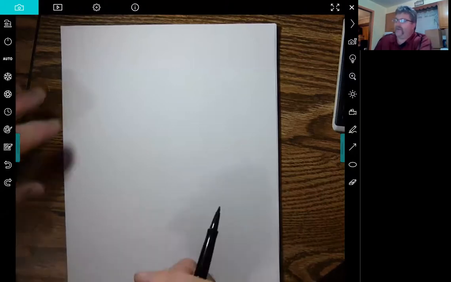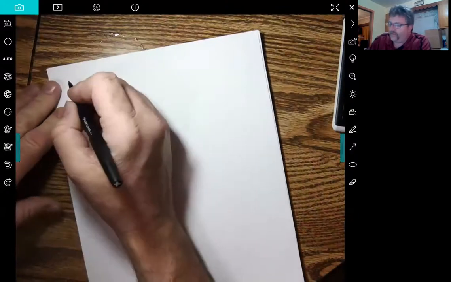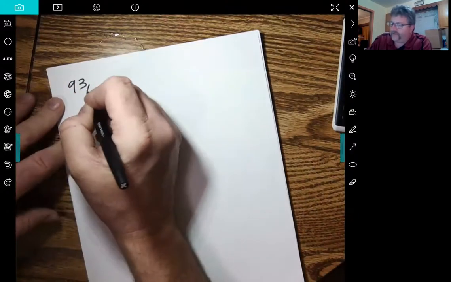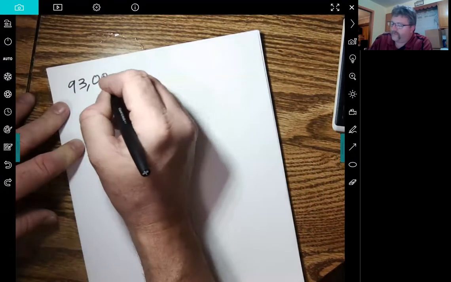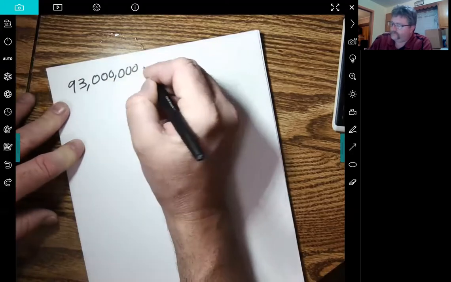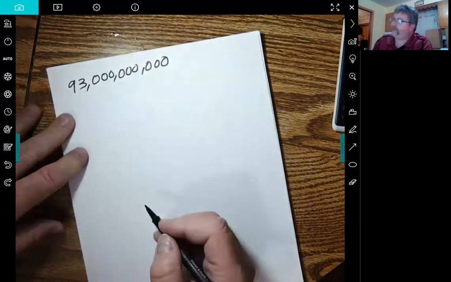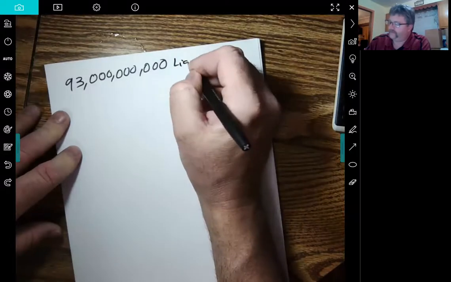So let's talk about a really big number. If I wanted to calculate the distance across the entire universe, what we call the observable universe, how many miles across is it? That's got to be a big number, right? So we need to know a little bit of info about it. One thing I looked up is that the distance across the observable universe is 93 billion light years.